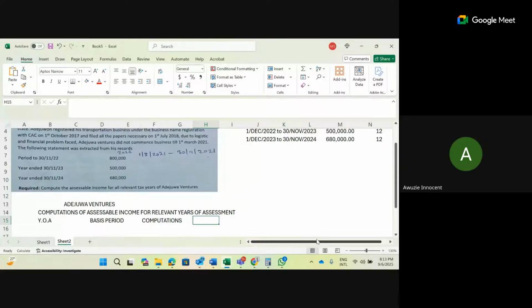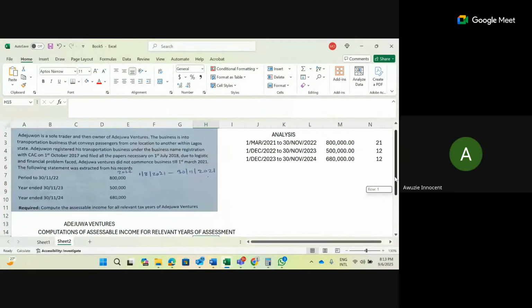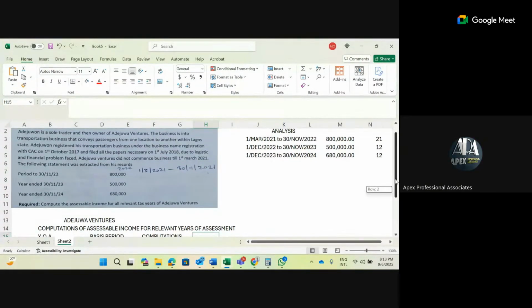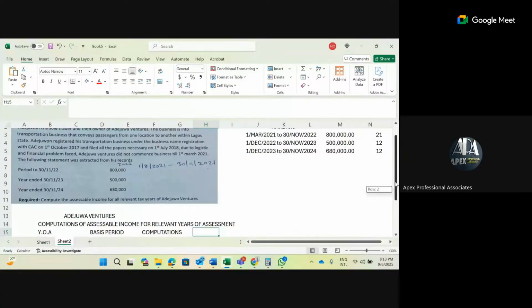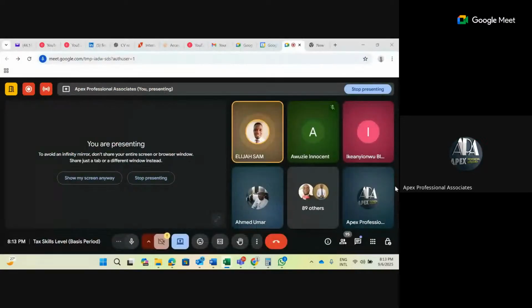Okay, sir. I'm saying that in that first one, is it possible for us to write from 1st of March 2021 to the period start 1st of November 2022, then now do 9 over 21? Just wait, sir. Let's solve the basis period. We have not started solving the basis period.